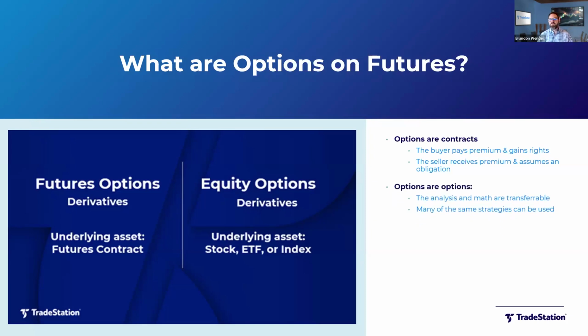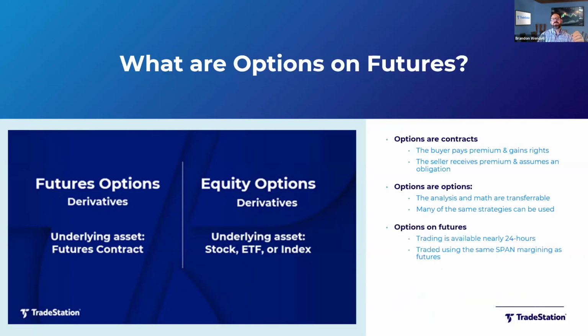It's really simple. If you've been trading options on equities, the transition into options on futures should be pretty simple because, again, there's not really much of a difference. The math and the strategies are mostly transferable. Not 100%. There are some other things we have to keep in mind, but for the most part, they are almost identical to each other in the way their mechanics work.